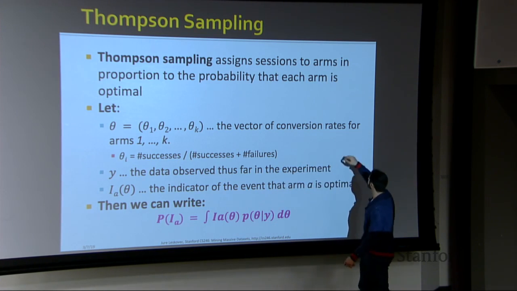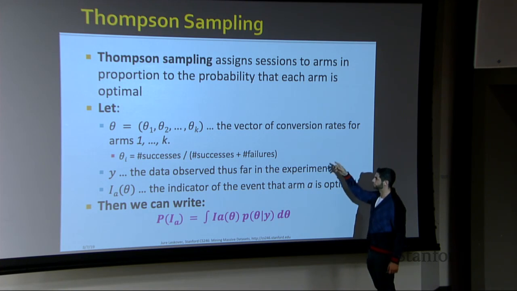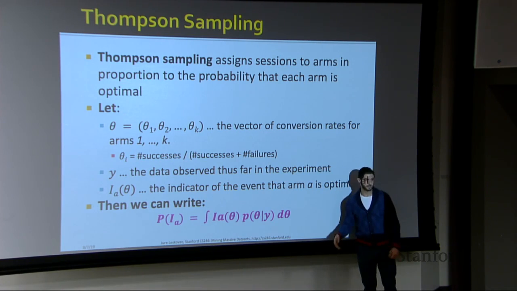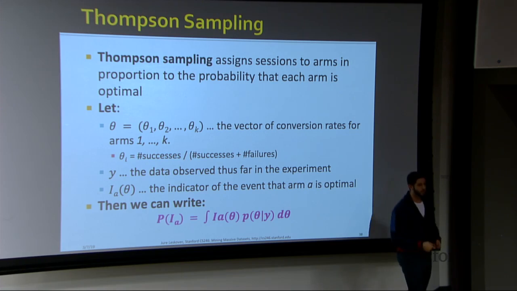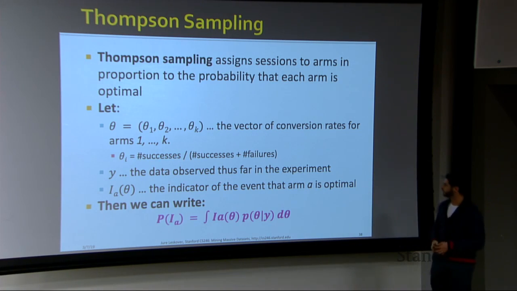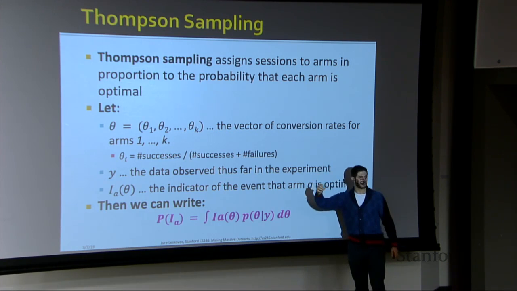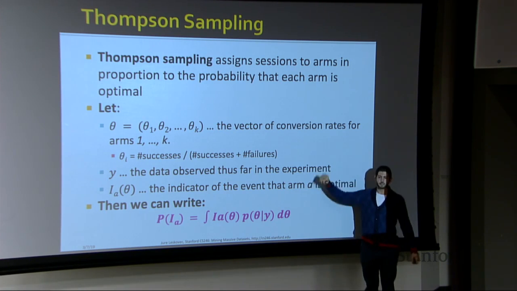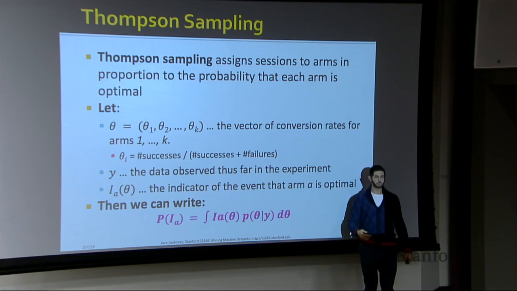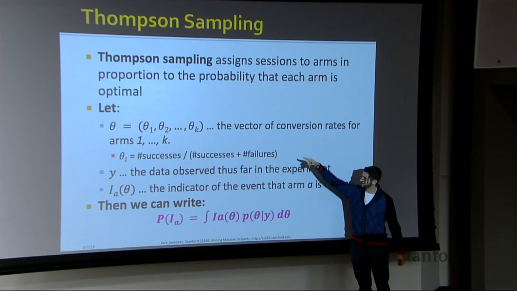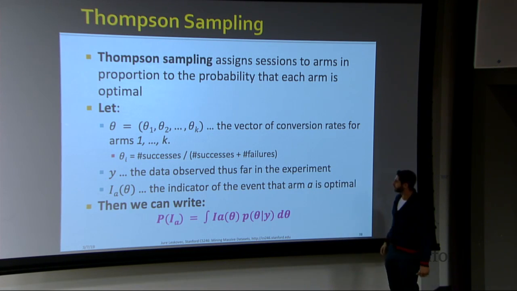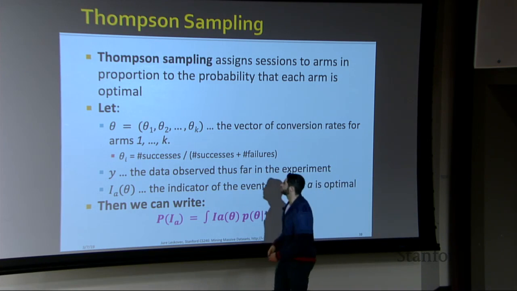So we take a vector of conversion rates for arms 1 to k. Our conversion rates, again, can be if you're clicking on a certain ad, if you're registering on the platform, you know, like on Netflix, you try a red interface or a black interface, and then you see how many users are subscribing on Netflix, and each one of these conditions will be encoded in one of those variables. And each one of those variables works in the following way.